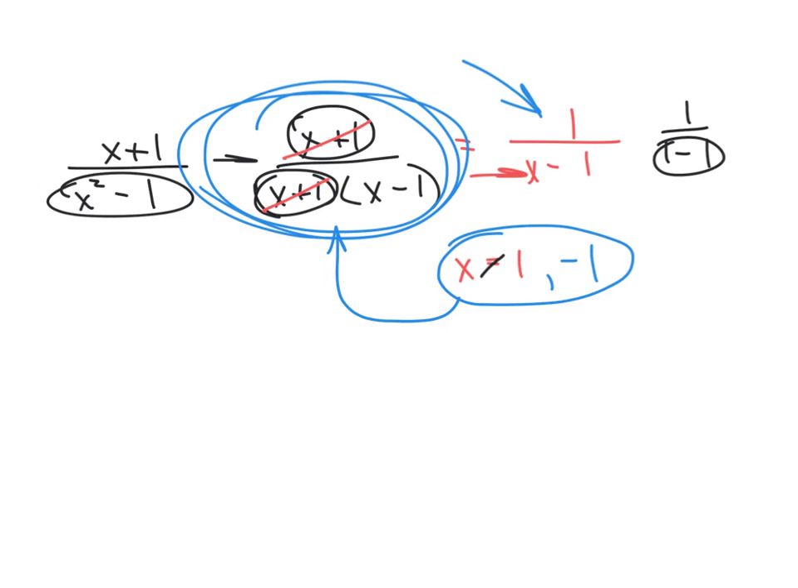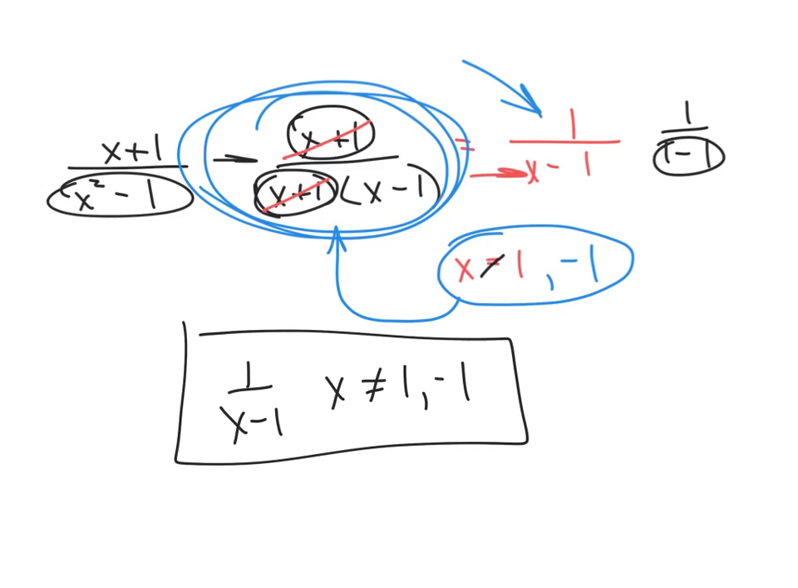So what they're saying then for an answer is 1 over x minus 1, and x cannot be 1 or negative 1. That is the answer that they're going to be looking for.